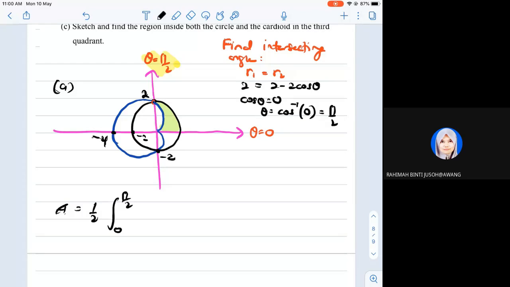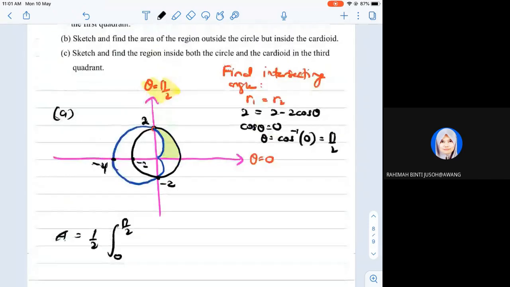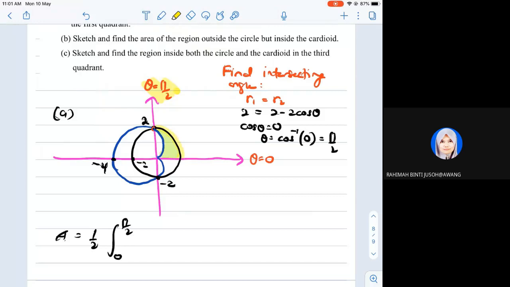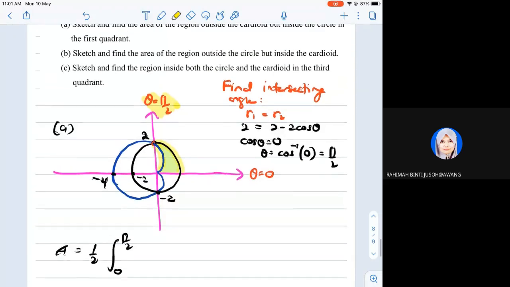Circle minus cardioid or cardioid minus circle? Circle minus cardioid. Okay, well done. Circle minus cardioid because of this line minus this line. Okay, so circle minus cardioid.